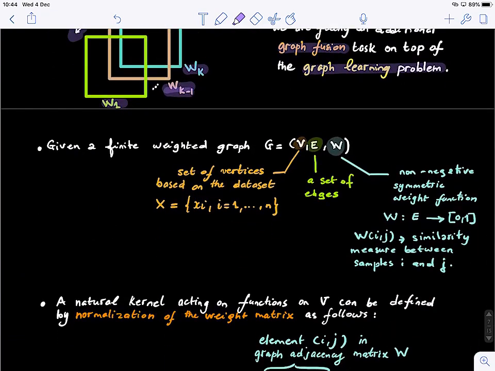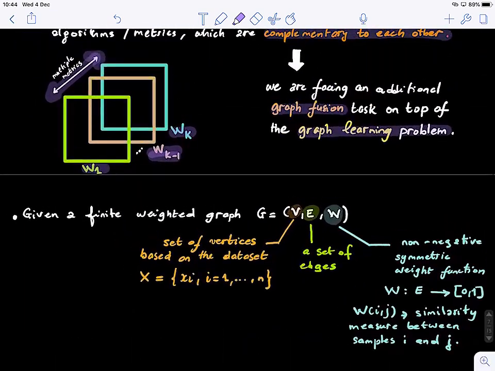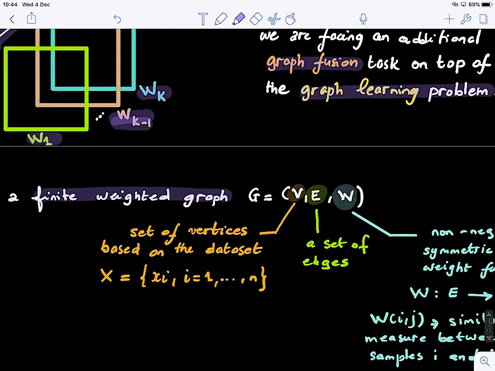Now let's formalize this mathematically and take it step by step. So now I will explain how we're trying to build the solution to this problem. Okay, so first, this is the mathematical formalization. Given a finite weighted graph G, we have a set of vertices based on the data set. So this is my data set, big X matrix, and these are vectors, right? So Xi can be a feature vector that represents the ith sample. So we have n samples, and these are different features representing one single sample in my data. So this is the ith sample in my data, okay?